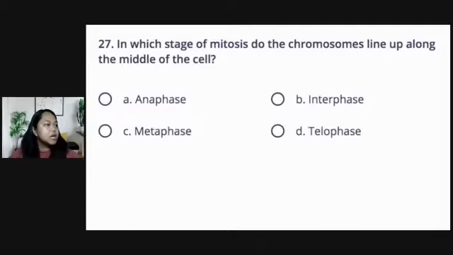27, C. Okay, number 27, C, karamihang choice, and that is correct. Okay, so C, metaphase, is the correct choice for number 27. The question is, in which stage of mitosis do the chromosomes line up along the middle of the cell? And the correct choice is letter C, metaphase.